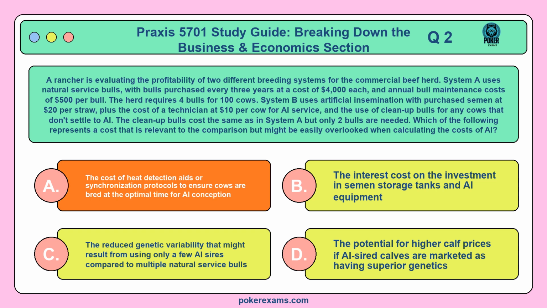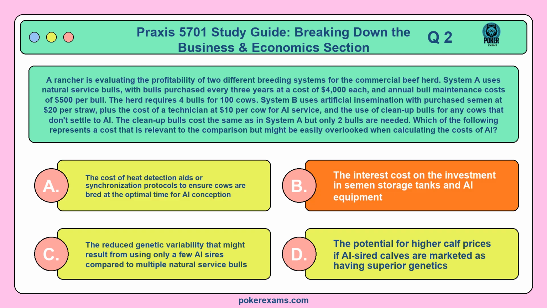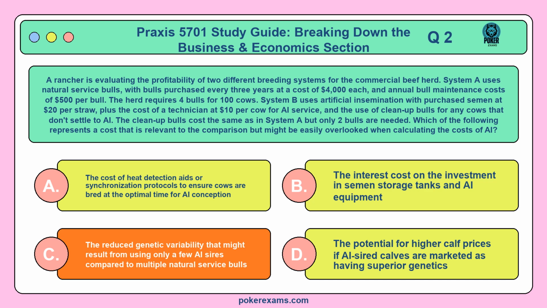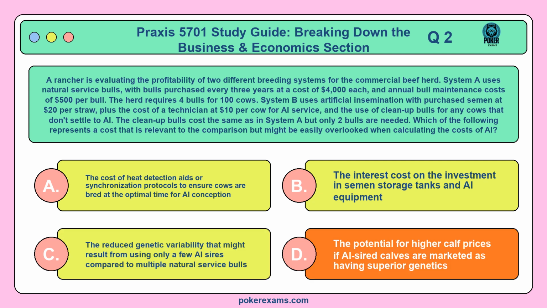Option A. The cost of heat detection aids or synchronization protocols to ensure cows are bred at the optimal time for AI conception. B. The interest cost on the investment in semen storage tanks and AI equipment. C. The reduced genetic variability that might result from using only a few AI sires compared to multiple natural service bulls. Or D. The potential for higher calf prices if AI-sired calves are marketed as having superior genetics.